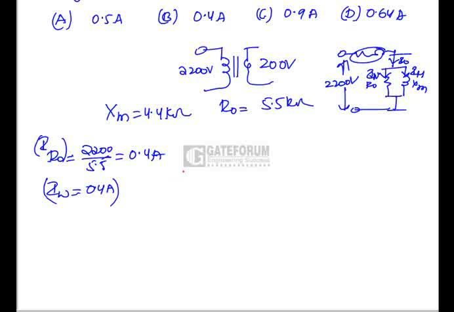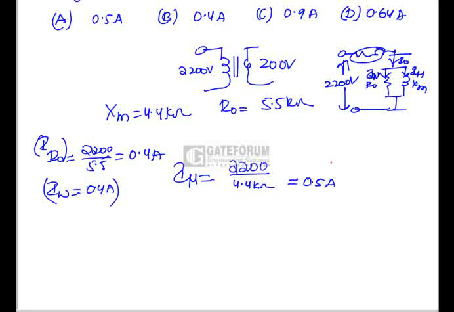Okay, now similarly, what is I mu here? I mu is equal to 2200 by, okay, what is this? Magnetizing reactance measured as 4.4 kilo ohms. So 2200 by 4.4 kilo ohms, which is equal to 0.5 amperes.